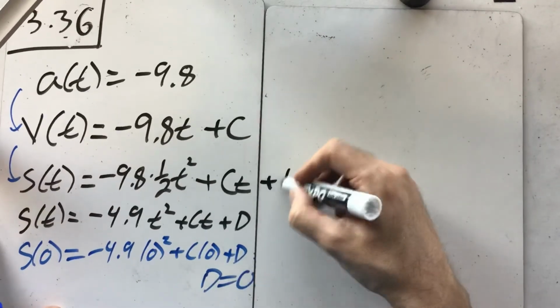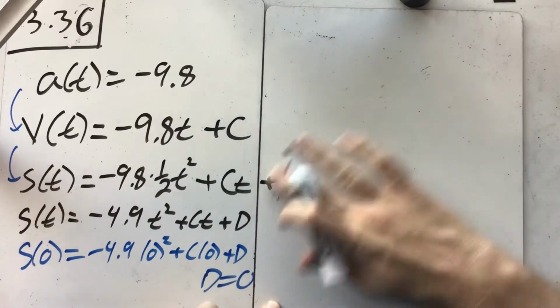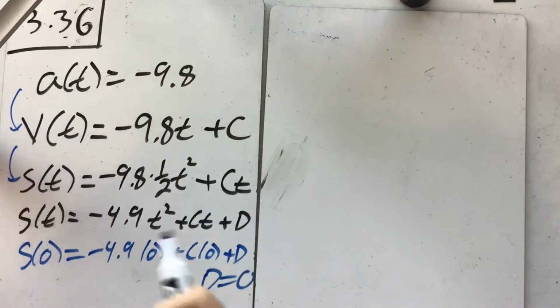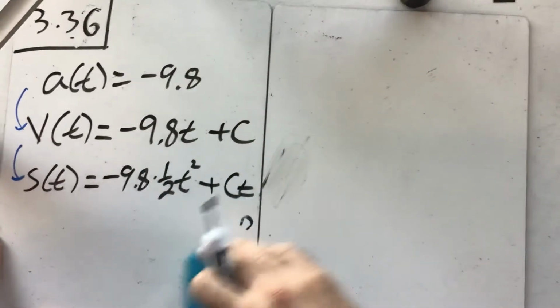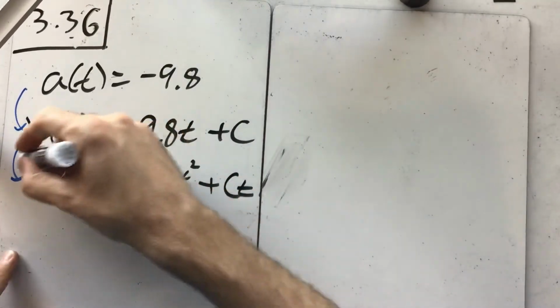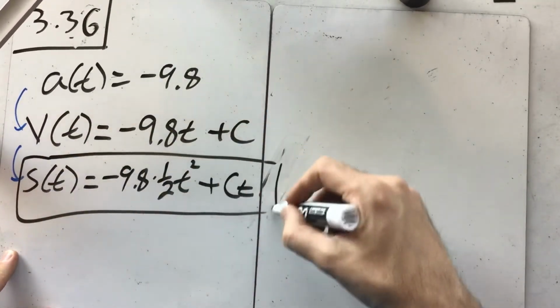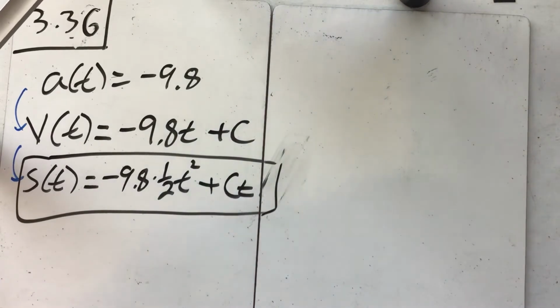So this was plus d, and that d is 0, so I can just erase it. So now this position equation right here is 100% correct. Well, it's not 100% correct because I don't know what c is. Okay, let's see, what else do we know?